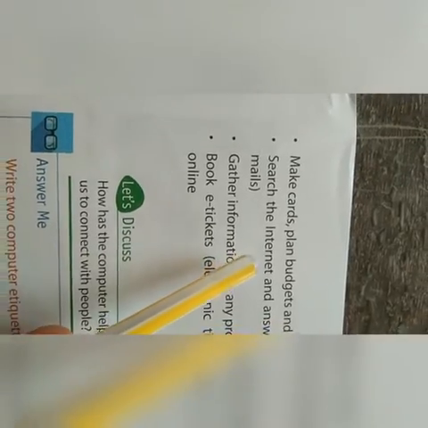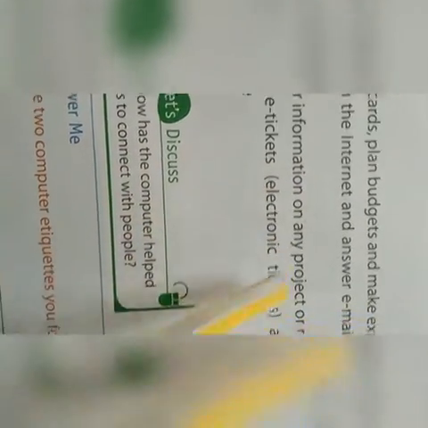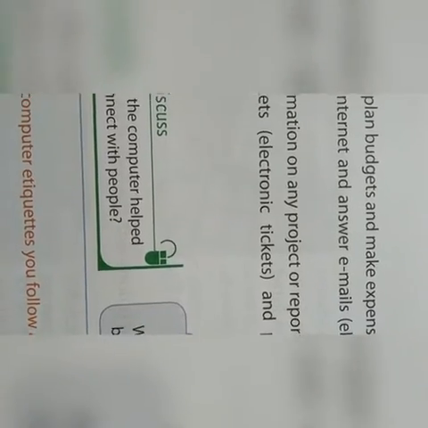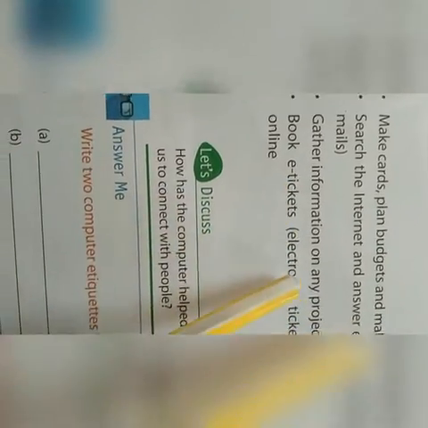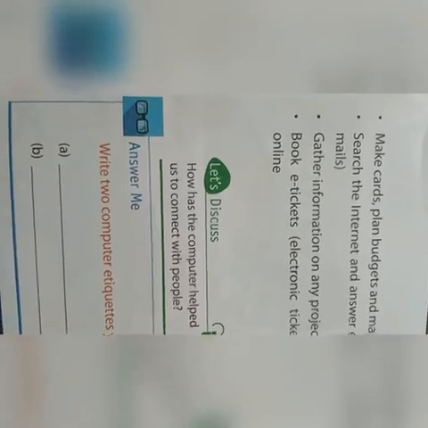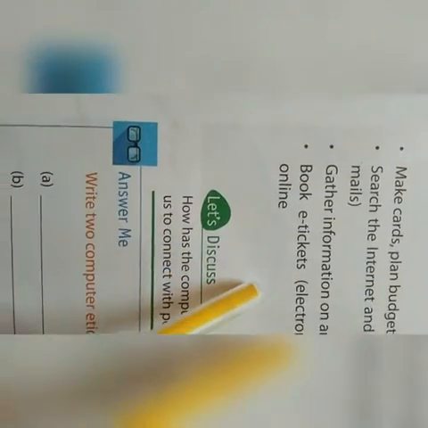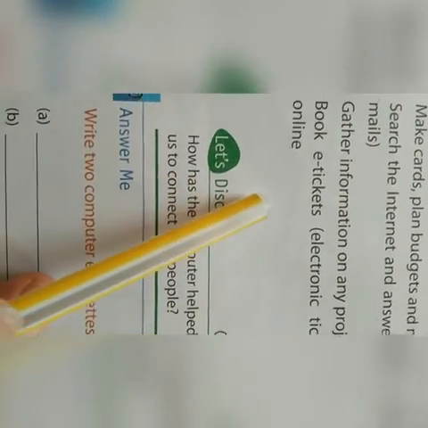And second, on page number 3, you can make a birthday card, plan a budget, make expense sheets, and also search for your work with the help of the internet. You can send mail to your friends, you can send email abroad also, and gather information in the form of a project. You can do your project work. It is also helpful to book a ticket, so you will get a ticket at your home, no need to go there. You can purchase online with the help of a computer.